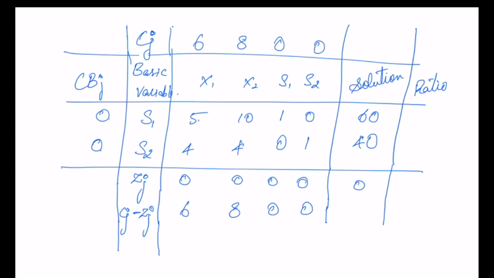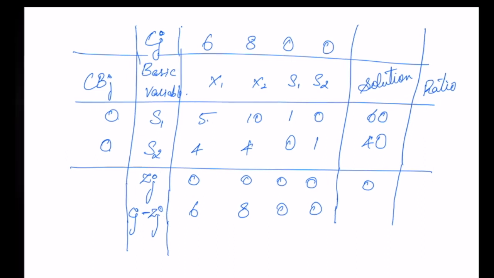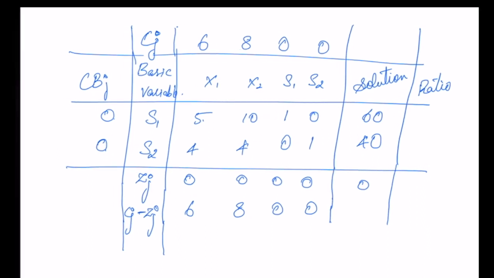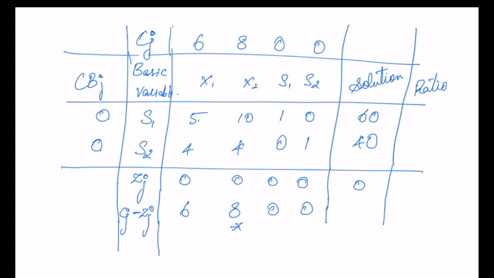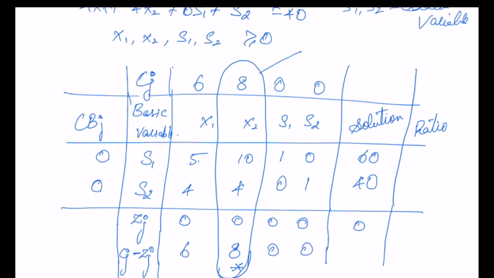Here, we are selecting the maximum element, that is the largest element of this row. The largest element among the 4 elements is 8, right? 8 is the largest element. So we are selecting this 8 and we are selecting the column that contains 8. We call this column the key column. This column is called key column. And this variable is called entering variable.